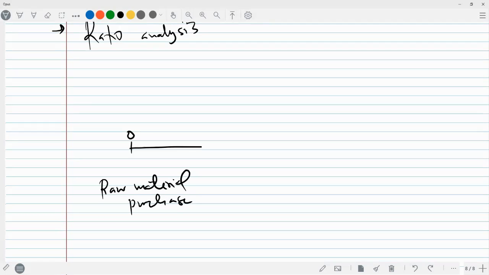Then this company doesn't start production immediately. The materials are kept in store for, let's say, 5 days. So on day 5, that's when production starts. This is the start of production.